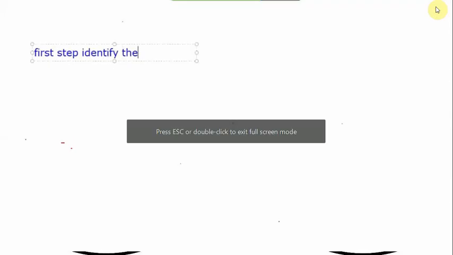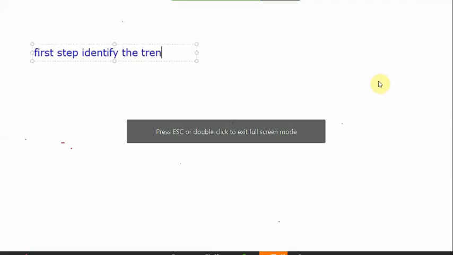Okay, guys. Okay. This step, what you need to do. You need to identify the trend, right? First step, you need to identify the trend.